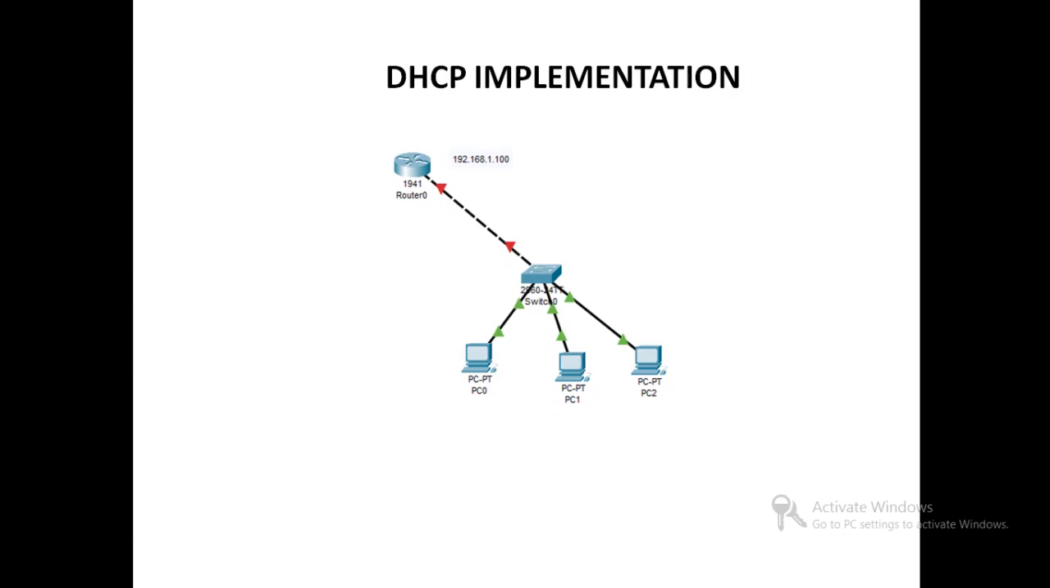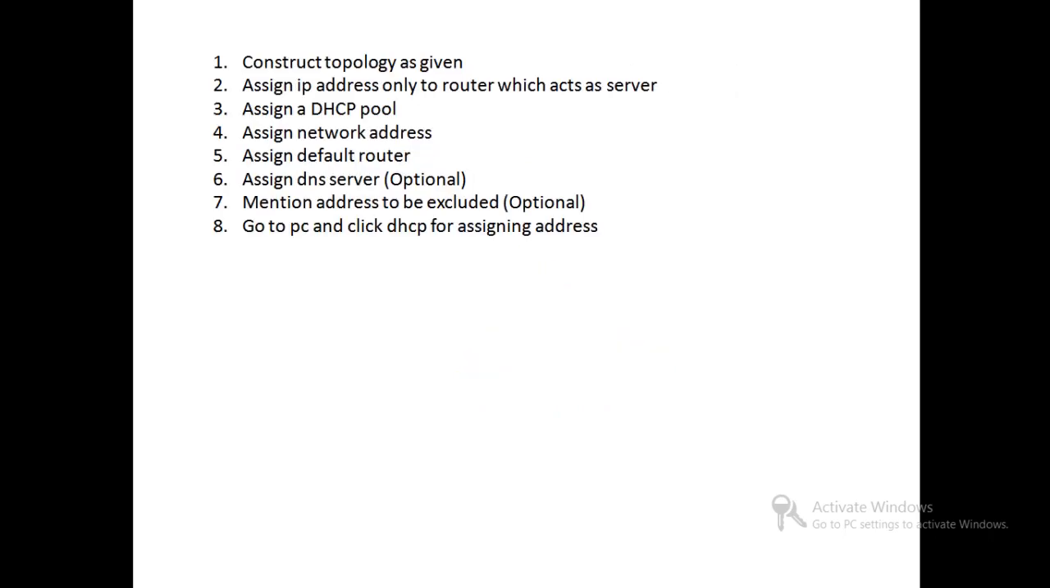So what we are going to do today is assign the IP address only for this router, and give the range of addresses which the router has to allocate to all the PCs, so we'll do this implementation now. So what are the things we are going to do? What is the procedure to do this?